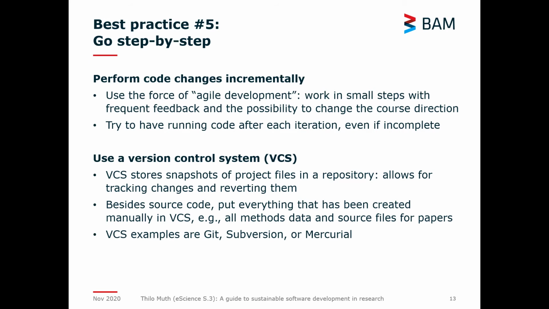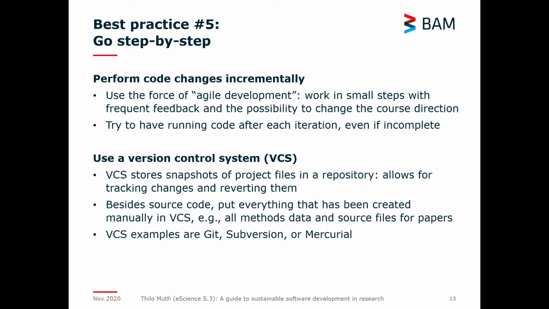Very important here, that was the top number one metric in the experts workshop previously. Use a version control system. A version control system stores snapshots of project files in a repository, and it allows you to track the changes and also revert those changes. So if you have a problem, if you made a mistake, you can revert your code, or even the entire code base. So besides source code, put everything that you have created manually in a version control system.